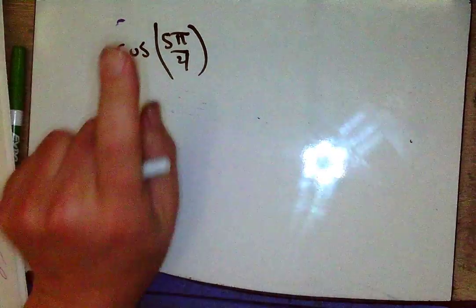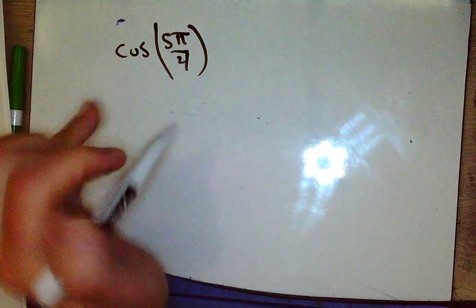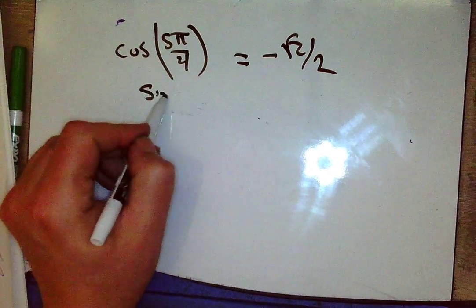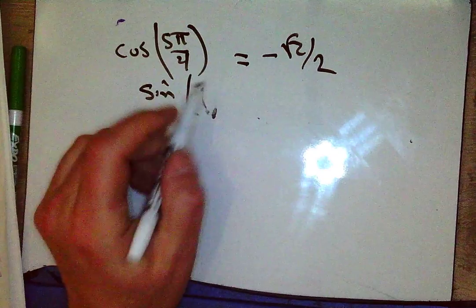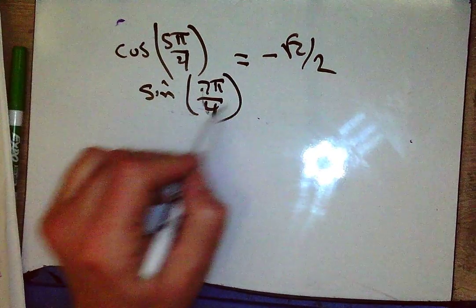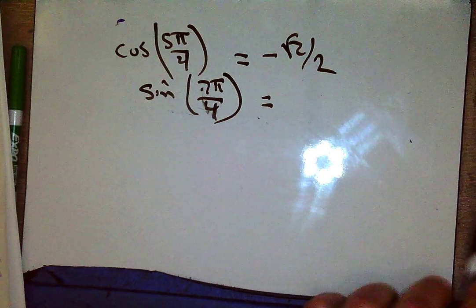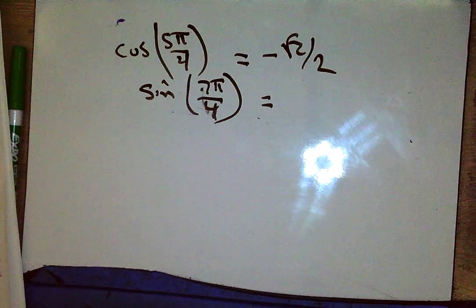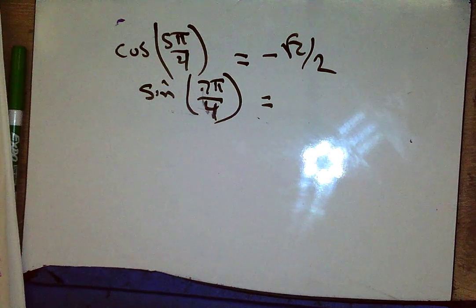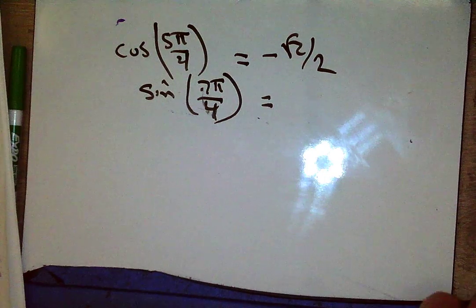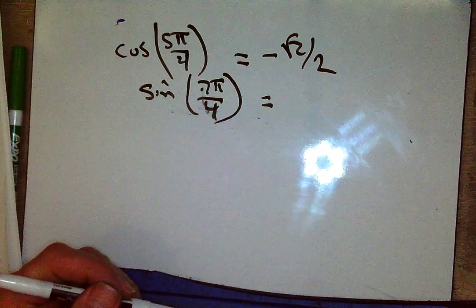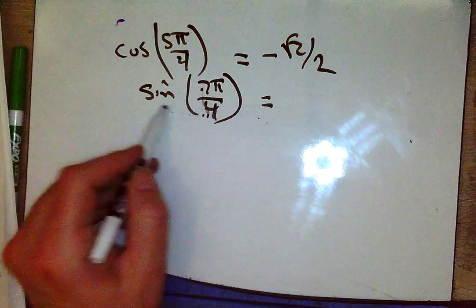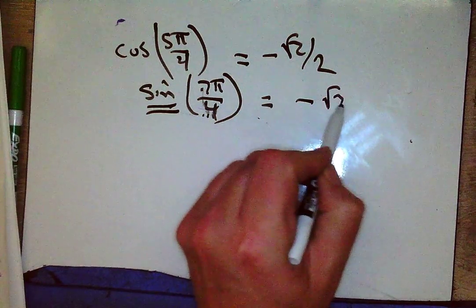Okay, so cosine is the x value at 5 pi over 4, and I get negative root 2 over 2. How about the sine of 7 pi over 4? Okay. 5, 4, 3, 2, 1. Well, I know that this is in fourth quadrant, and sine is the y value. Negative root 2 over 2.